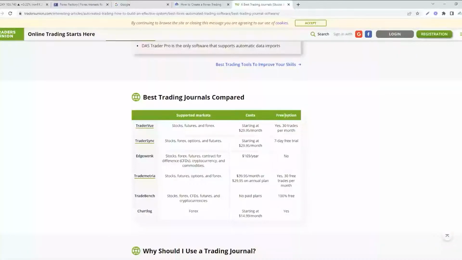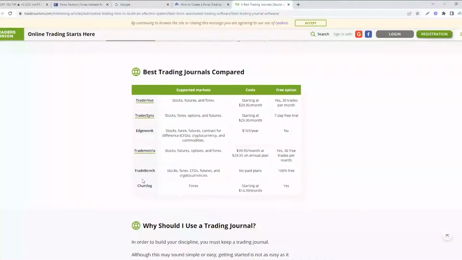And you also have the free option. Some of them do have a free option, so you can even start off with a free option. If you have less than 30 trades per month, for example, if you're using TraderVue, then this is pretty much a free trading journal for you to use. And TradeBench is basically 100% free and so on.